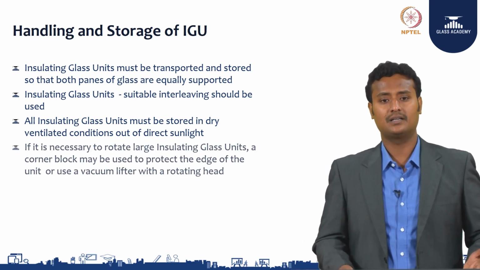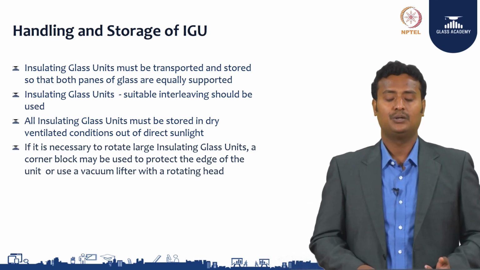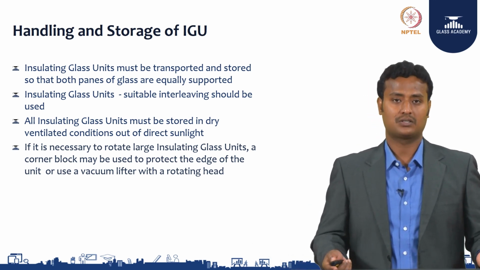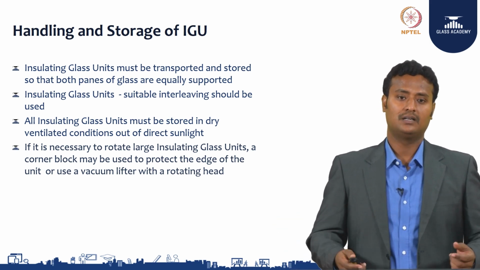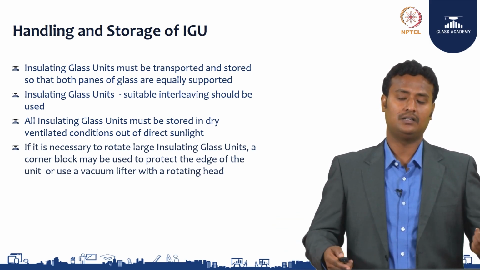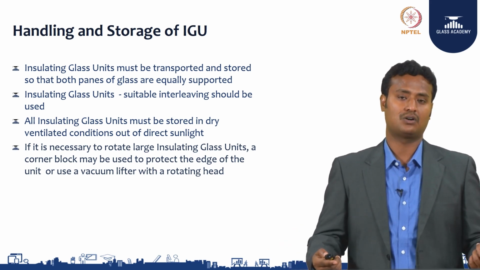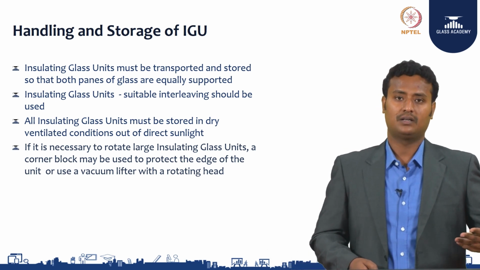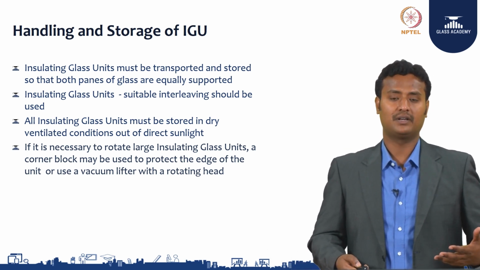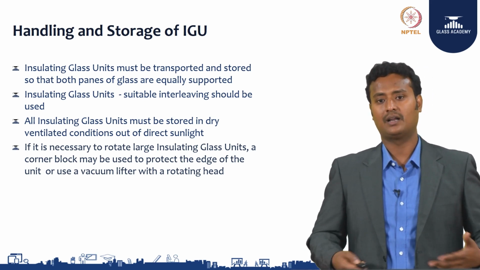And if it is necessary to rotate large panels of IG units, you can use corner blocks, which can be readymade. They can be used at the time of lifting bigger IGUs. We can use it as a corner block, so it will not break. Again, if manual lifting is not possible, then you can use an automatic vacuum lifter. It can help us in the long run.